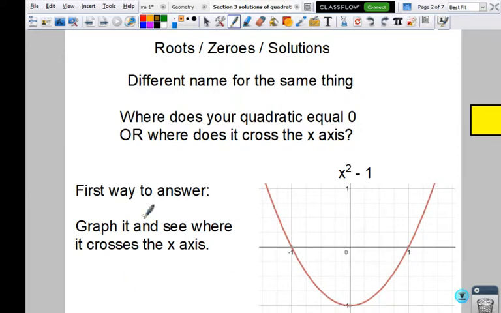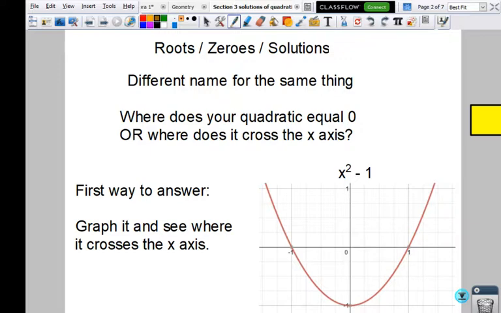So, the first way we can find our solutions is just to graph it in Desmos and see where it crosses the x-axis. Desmos is kind of nice because it'll automatically pop up for you. So this is actually the graph of x squared minus 1. I'll plug that into Desmos real quick just to show you. And on Desmos, when you click on the thing here, you see these little dots on your x-axis? These are your solutions.